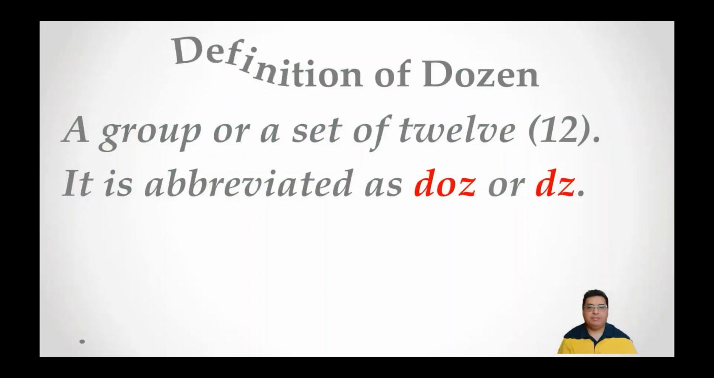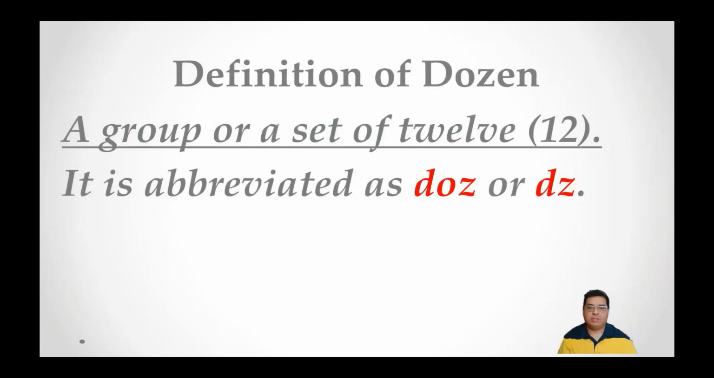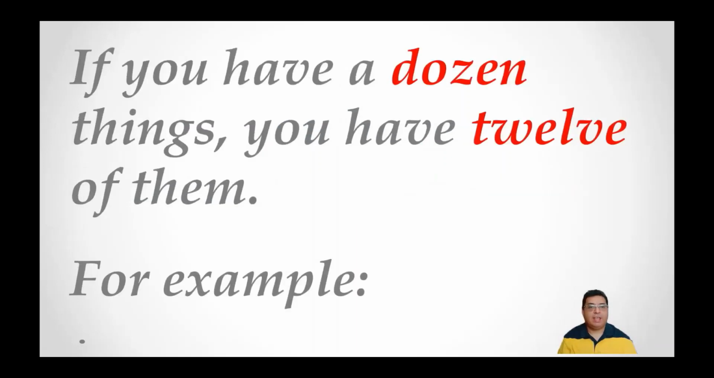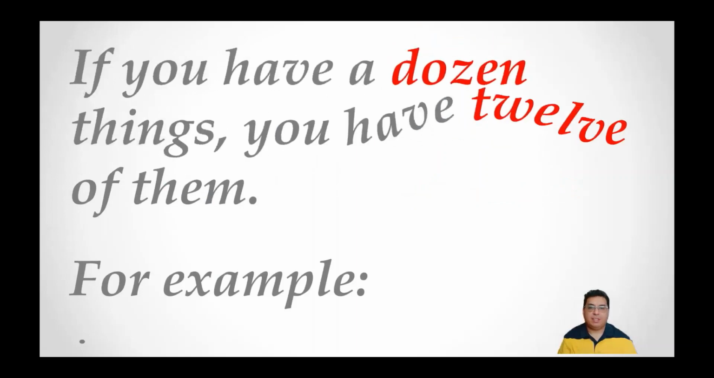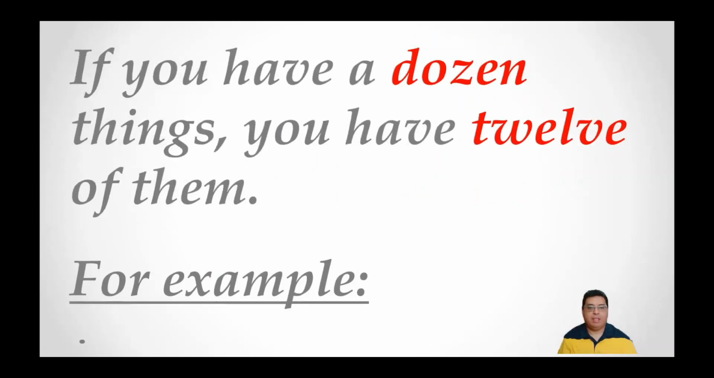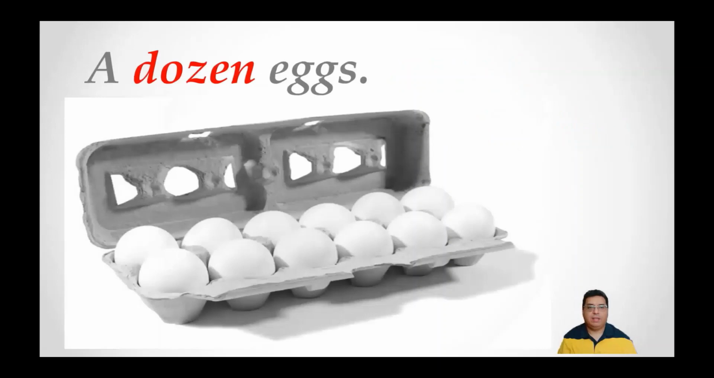So let me give you the definition of a dozen. It's a group or a set of 12. It is abbreviated as DOZ or DZ. If you have a dozen things, you have 12 of them. For example, a dozen eggs. So I'm just showing you a picture of what 12 eggs looks like, and it's also called a dozen.